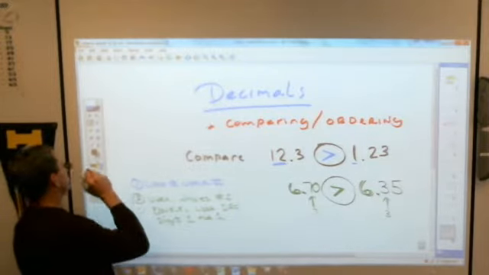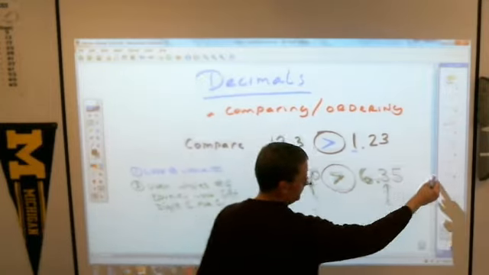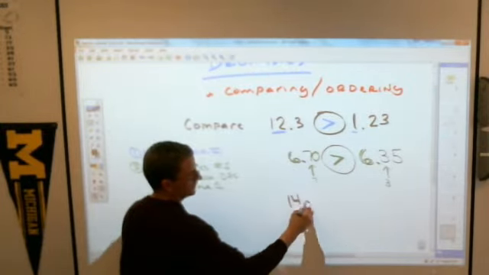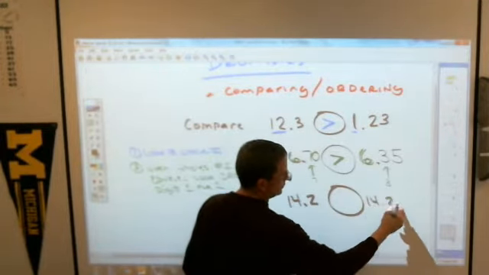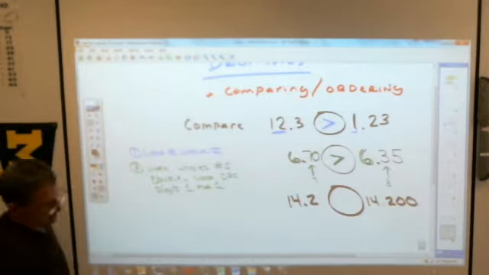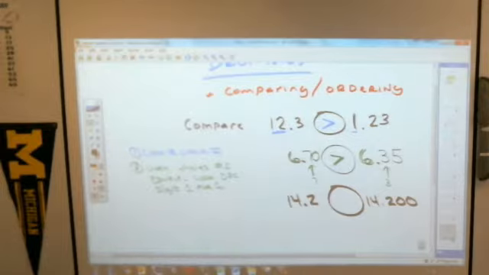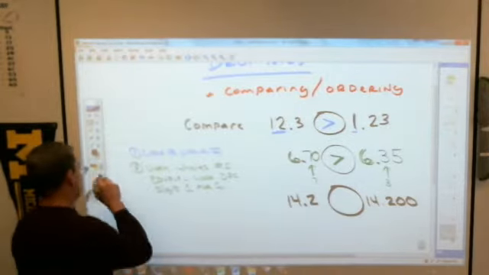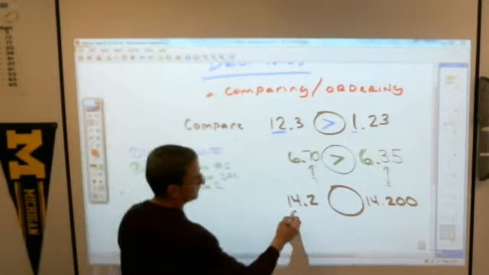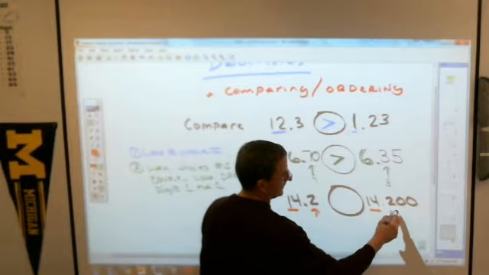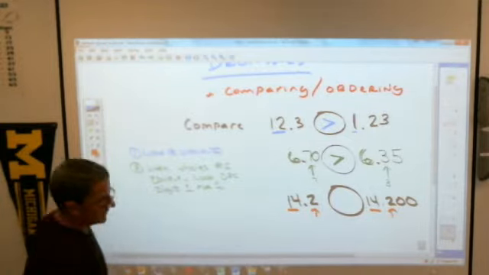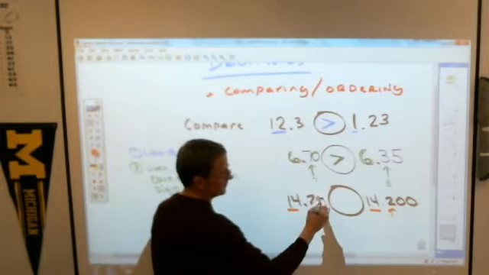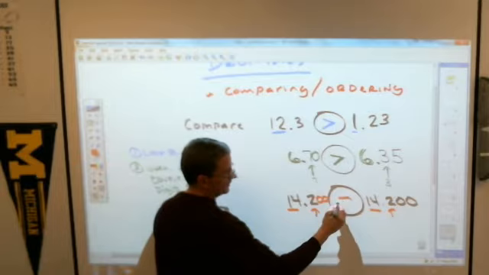Example number 3. If you have 14.2 compared to 14.200, if we follow our simple little rules, the 14s are the same, the 2 is the same, but what about those zeros there? Frankie? The 14.2 is greater. Did you catch the thing? I said you can always add zeros. You can always put as many zeros as you want on there. These two things are the same thing.